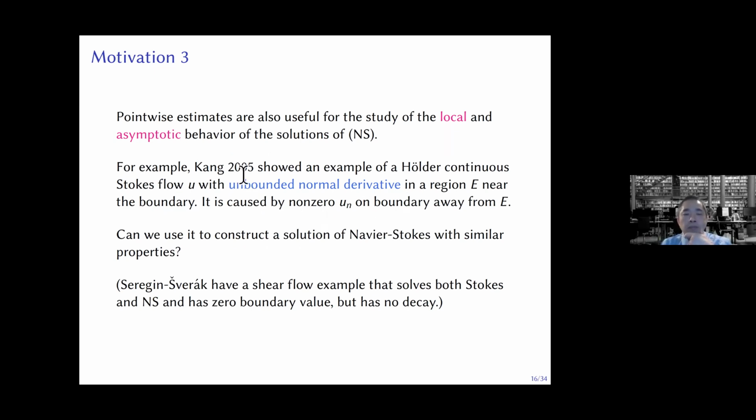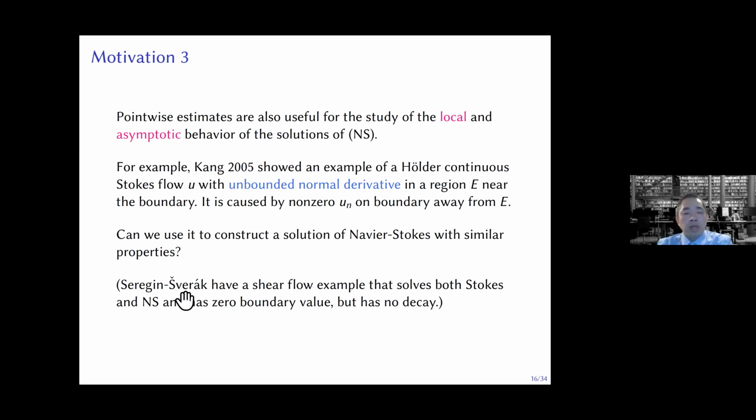And so Kang has an example in 2005 for Stokes flow. This flow is Hölder continuous up to the boundary, and it has unbounded normal derivative in a region near the boundary. And this is caused by a non-zero flux on the boundary away from the singularity. So this is a very significant example because this is different from the interior case. So even for Hölder continuous solutions, the derivative will not be bounded. And his example is only for Stokes. Can we use that to construct solutions for Navier-Stokes? The answer is that we cannot if we don't have a pointwise bound for the Green tensor. So this was a major motivation for this project.